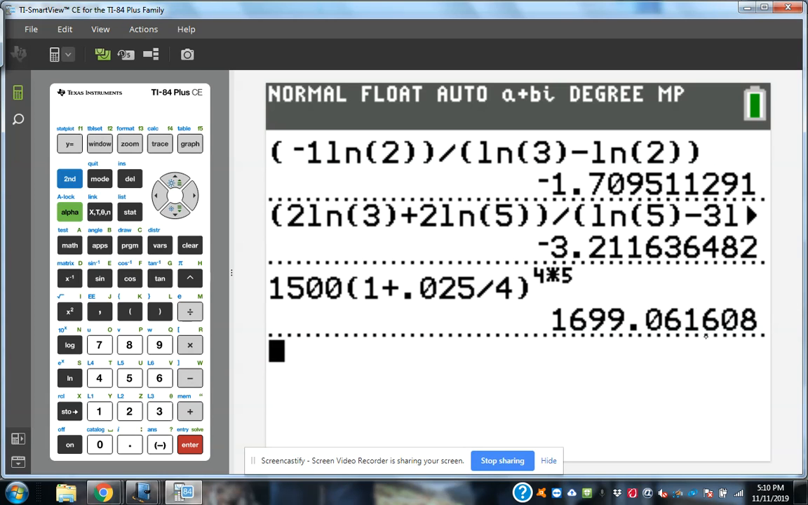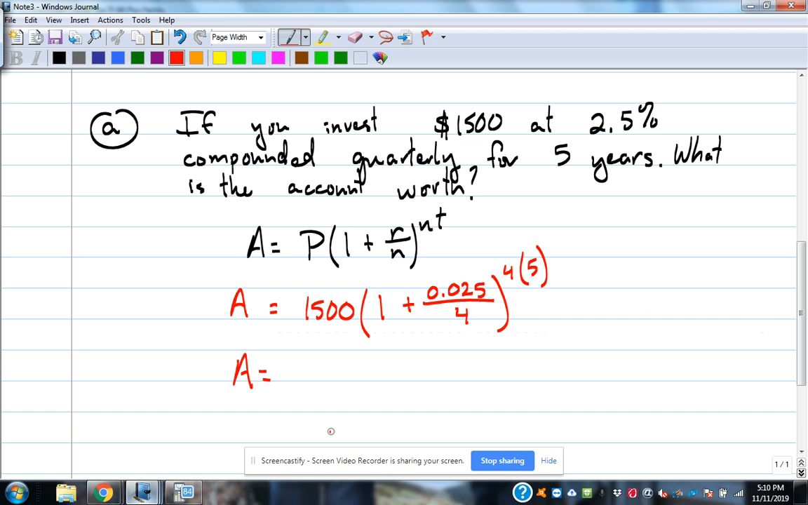We get $1,699, and the bank's going to keep the extra change there. They're not going to round up. They're going to keep that amount and just give you 6 cents out of that. So $1,699.06. That is the account worth after 5 years.